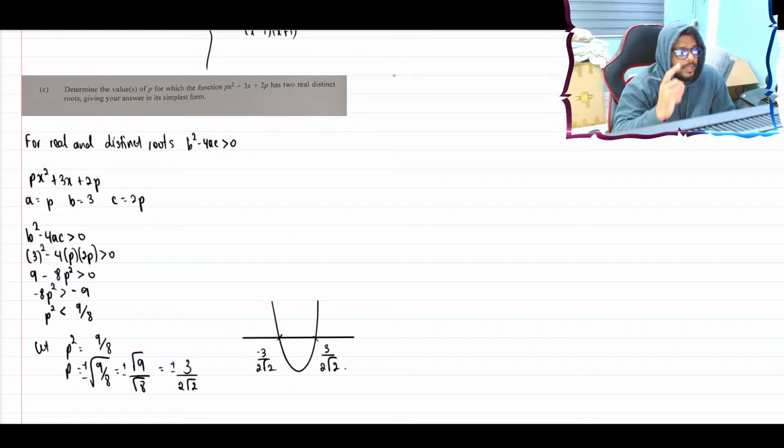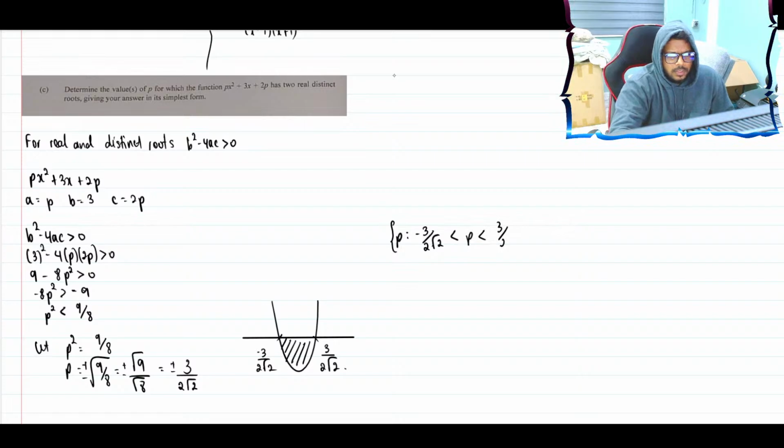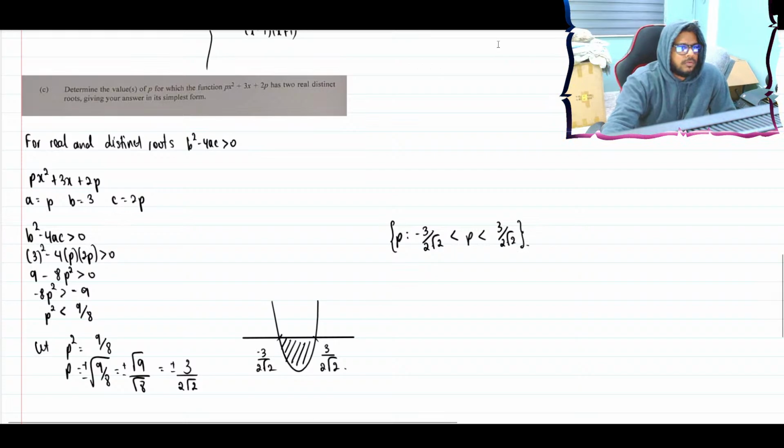We want to know where the graph is less than. The graph is less than between the two values. So the answer is p is such that minus 3 over 2 root 2 is less than p, which is less than 3 over 2 root 2. That is the range of values for which this function has real and distinct roots.